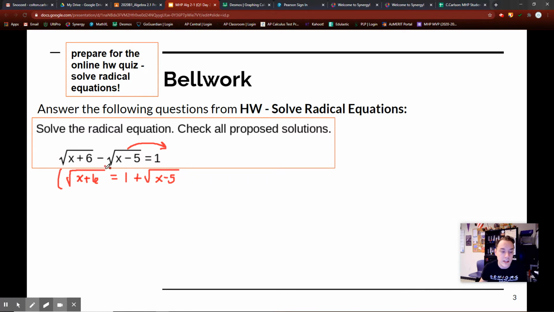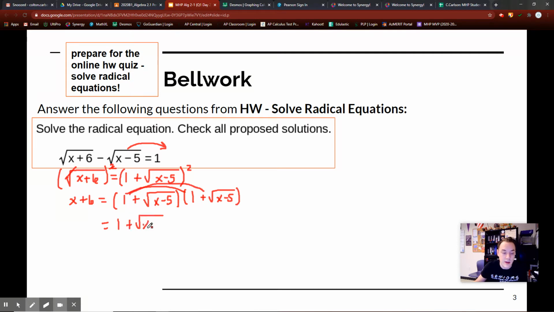Now I can square both sides. The square and the square root cancel out on this side, so x plus 6 equals, when I square this, everything. So I'm going to duplicate it and FOIL this out. 1 times 1 is 1, and then radical x minus 5 times 1 is the exact same thing. That's not too bad. This right here is the same thing, so radical x minus 5.